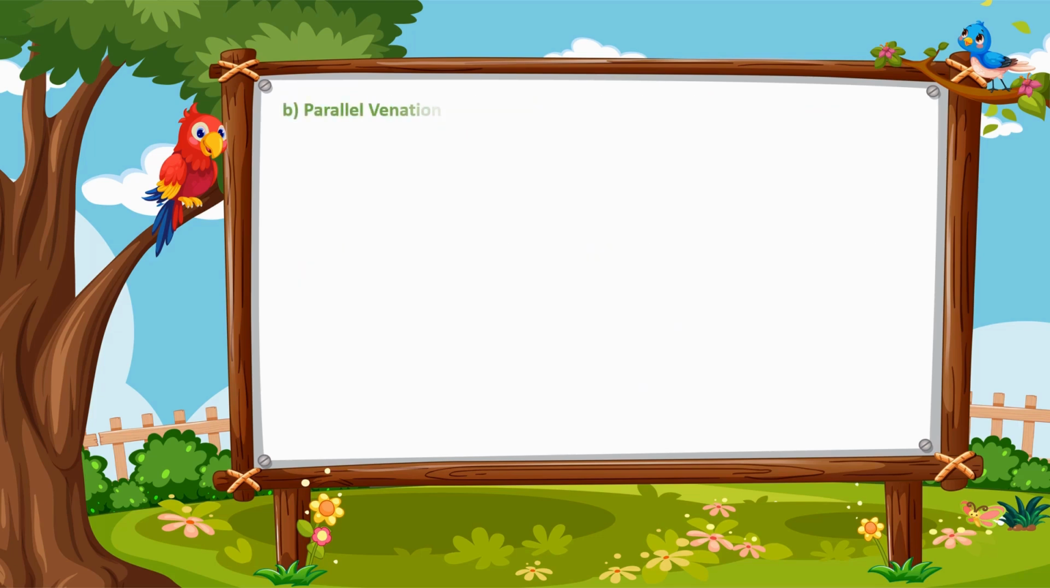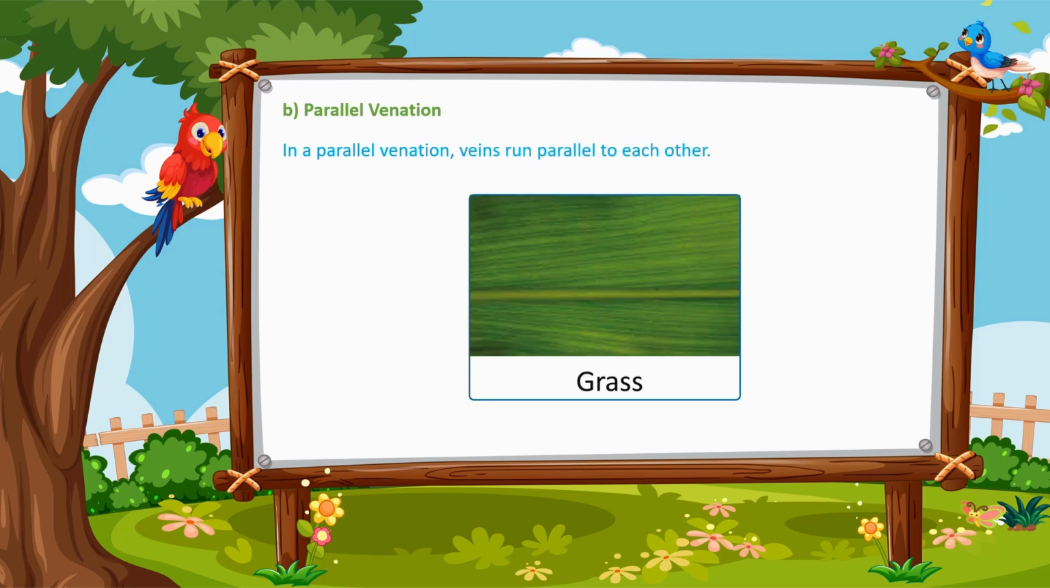B. Parallel venation. In a parallel venation, veins run parallel to each other. Grass.